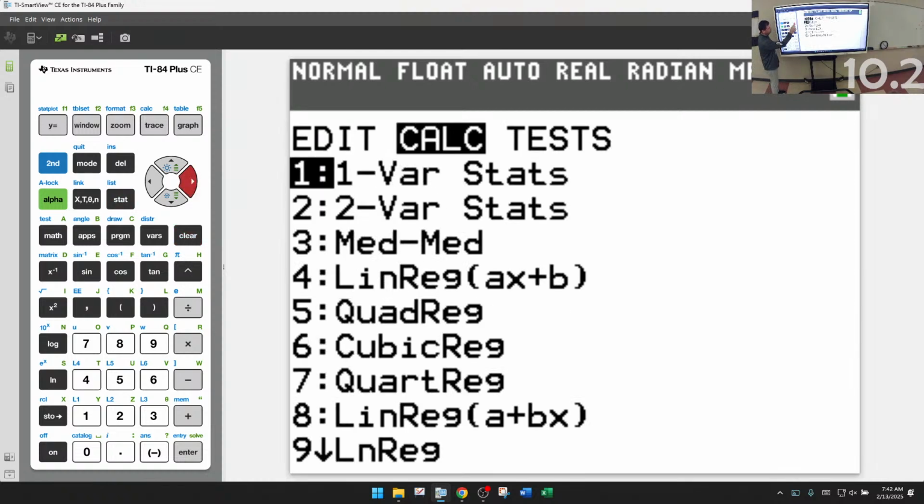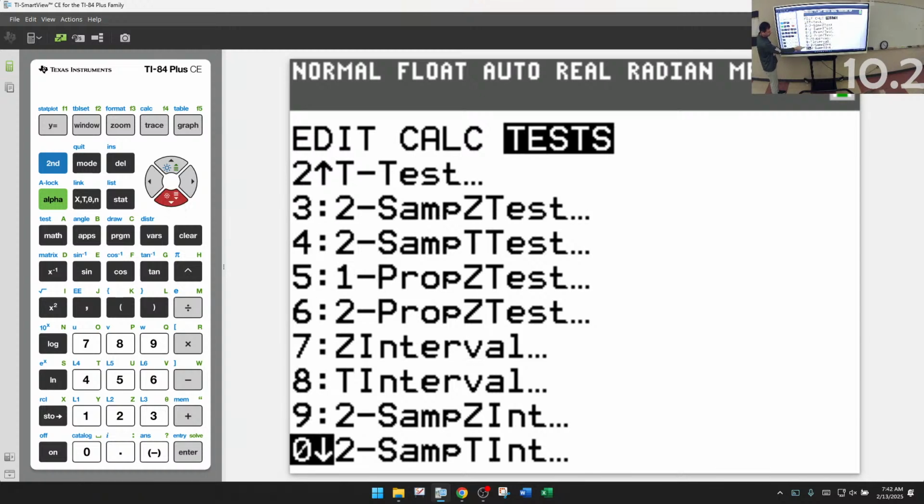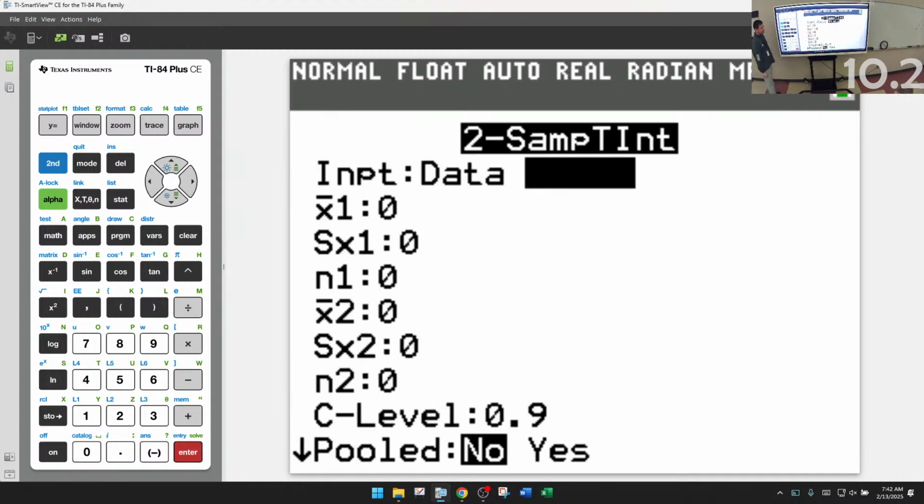Stat tests. It's not a test, it's an interval. It's not a z interval. Oh, there's where it says 2-SampTInt. That's the method. I probably should write that. I didn't write the method. I don't have to because I wrote the formula, but if you want to feel good, write that. I don't have the data, I have the stats.